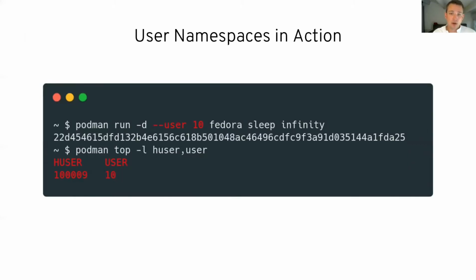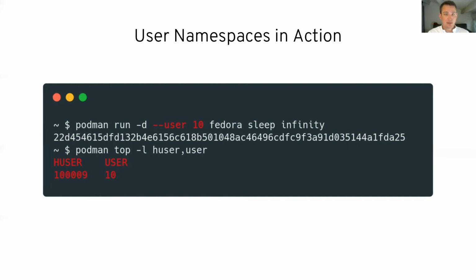So if we run Podman, we do a podman run --user 10, which instructs Podman to create a user namespace with an initial UID of 10. So we run a container and we just sleep until infinity. If I then run podman top and I query for the user ID on the host and the user ID inside the container, we can see that the user is 10 inside the container. On the host, it is user ID 100009. 100009 comes from the UID mapping that is set up in the /etc/subuid file.